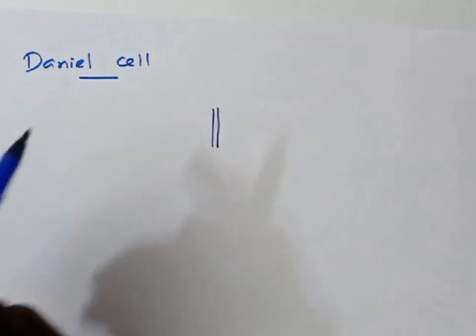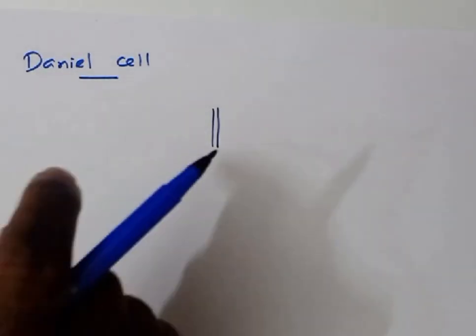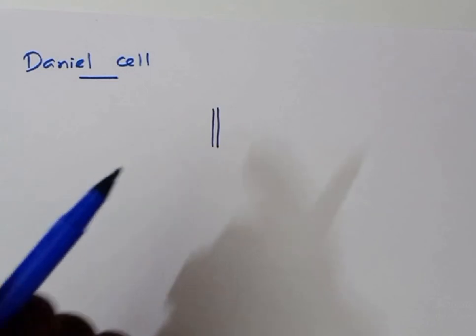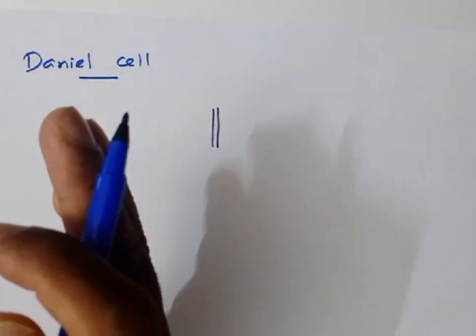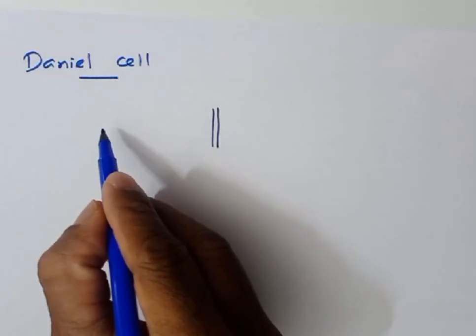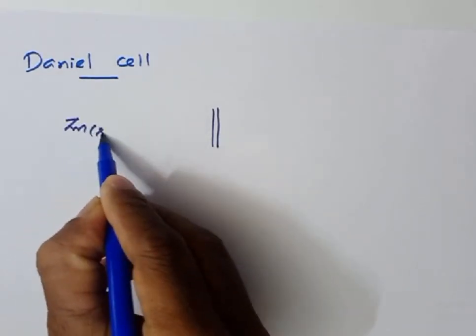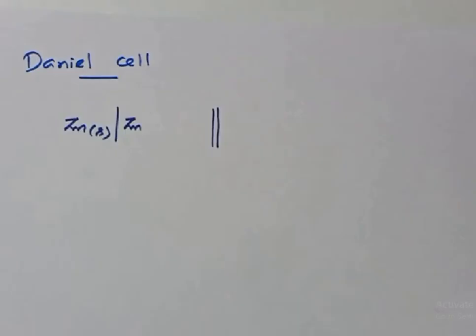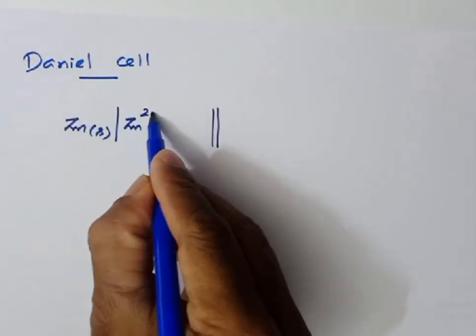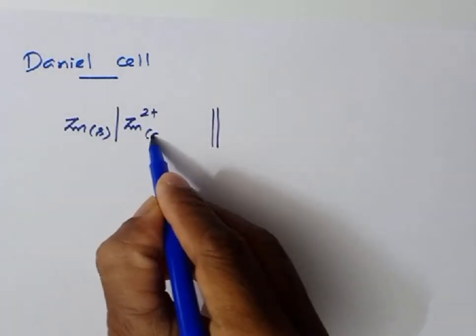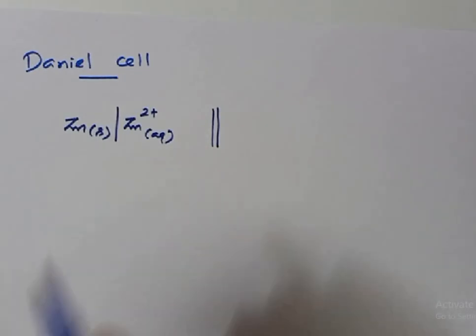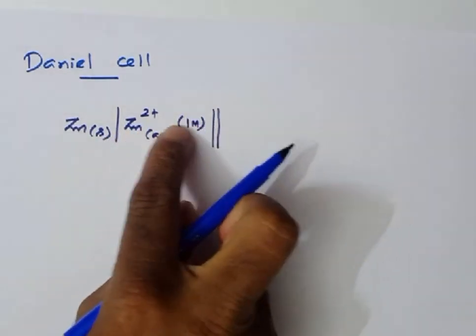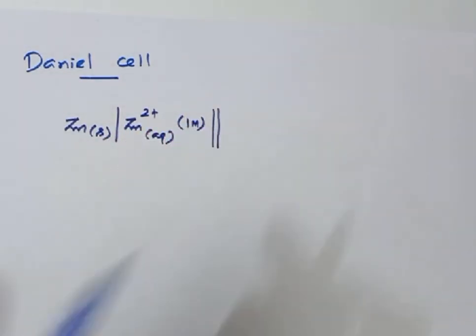See, you have a zinc rod immersed in zinc sulfate solution. The zinc rod is solid and the zinc sulfate solution is a liquid phase, so you have two different phases, therefore you must put a single vertical line. So I'll put zinc solid and a single vertical line. Then for zinc sulfate solution, actually the zinc ion takes part in the reaction, so I'll write only zinc ion in aqueous medium. What is the concentration? The concentration is 1 molar. You can also write the concentration of the species if it is available.